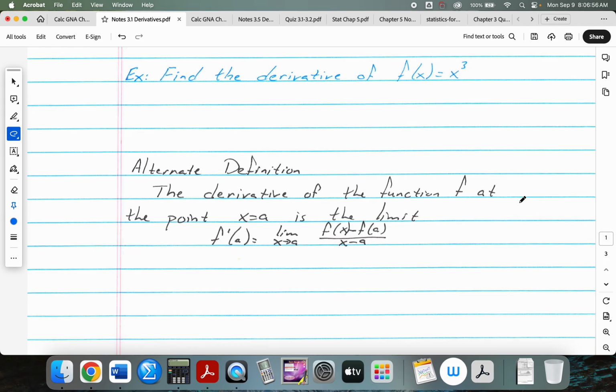All right, so let's find the derivative of f of x equals x cubed. So f prime of x, which is the derivative at any point, the slope of the tangent line at any point, will be the limit as h goes to 0 of, we're going to have f of x plus h, so that'll be x plus h quantity cubed, minus f of x, which is just x cubed, all over h.